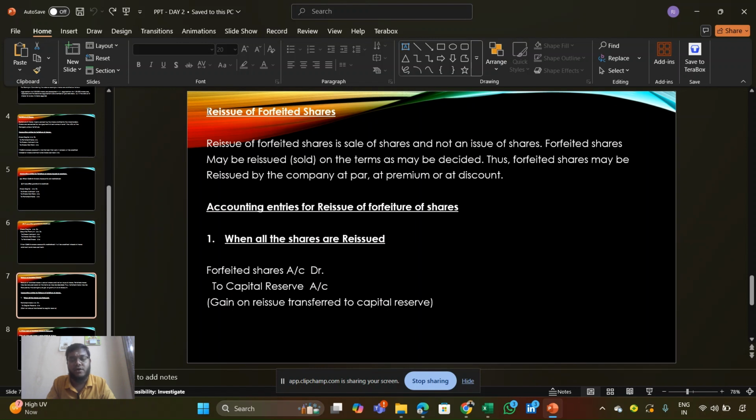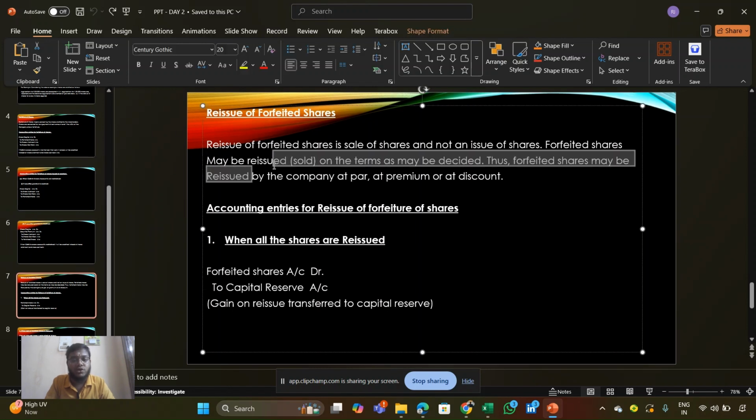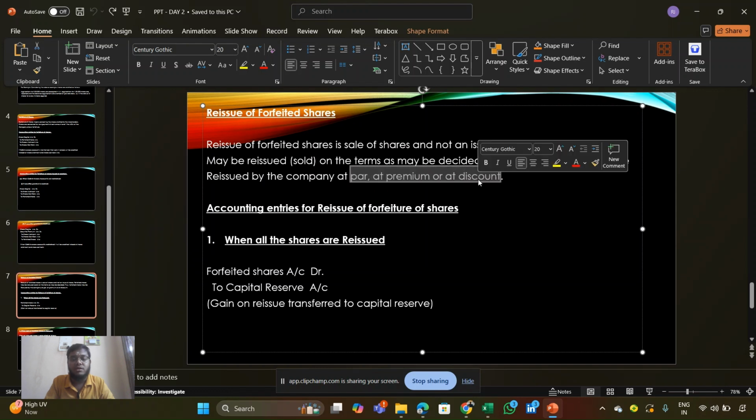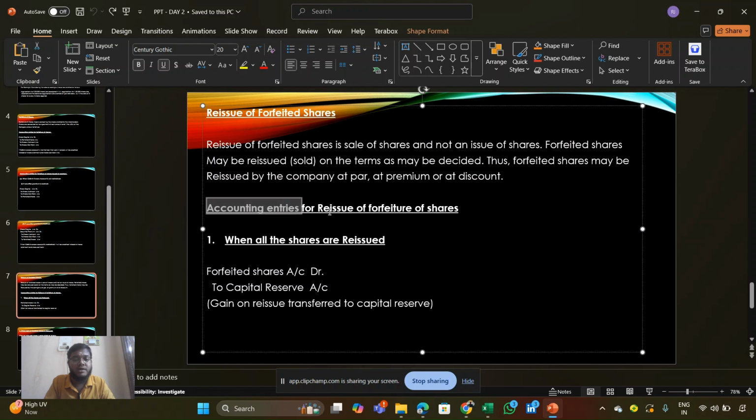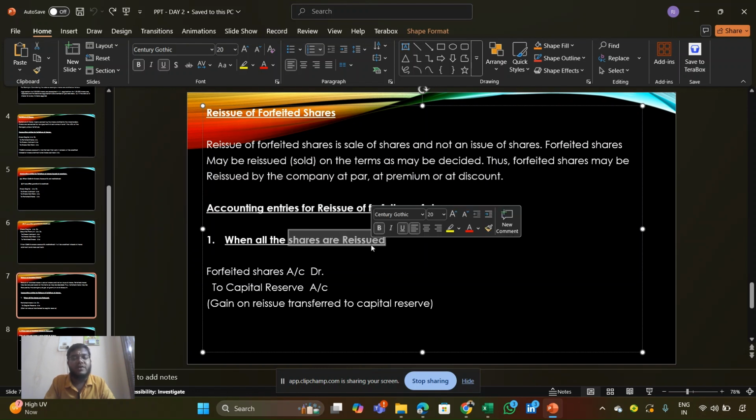It's not an issue of shares. We are not issuing shares, we are selling the shares. So forfeited shares may be reissued on terms as may be decided. Thus a forfeited share may be reissued by the company at par, premium or discount, whatever basis we will be selling the shares. So there will be journal entries. Reissue means we are selling the shares.